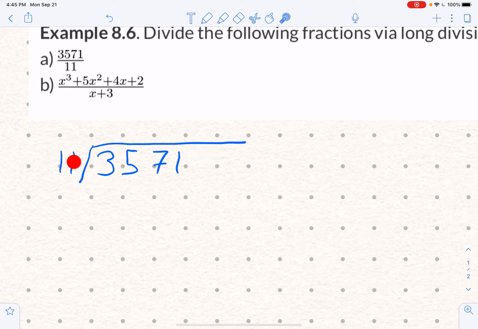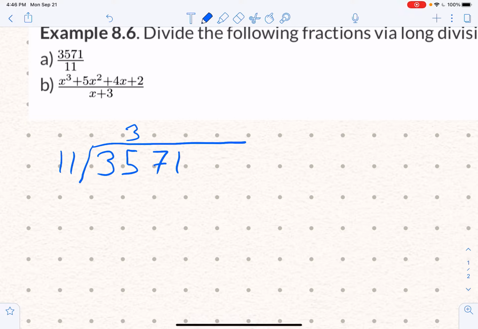Okay, so here's how we do this American system long division. We do 11 into 35. We only take as many of these digits as we need to get bigger than 11. 3 by itself doesn't work, so we do 35. 11 goes into 35, and I know that 11 goes in 3 times. If I do 4 times 11, it gets too big. It becomes 40-something. It passes 35. So it goes in 3 times.